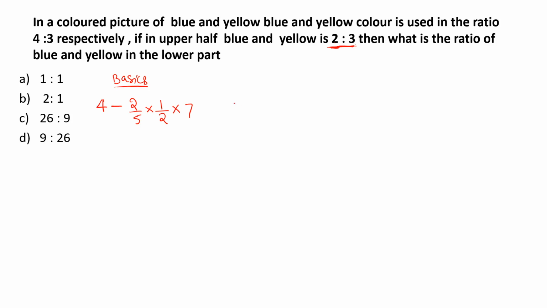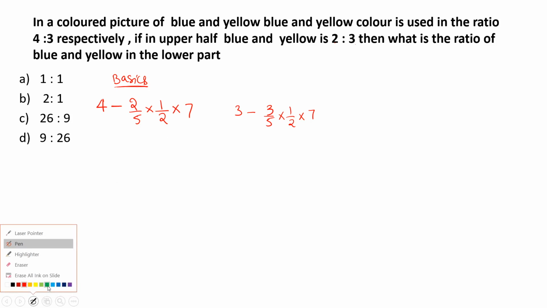And to get the yellow, just do the same thing. Total yellow was 3 and the used portion is nothing but 3 out of 5 of the half portion of the picture, and of the 7, that is the full portion of the picture. From this simple calculation we can derive the answer.